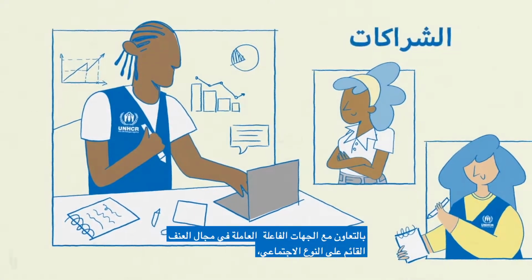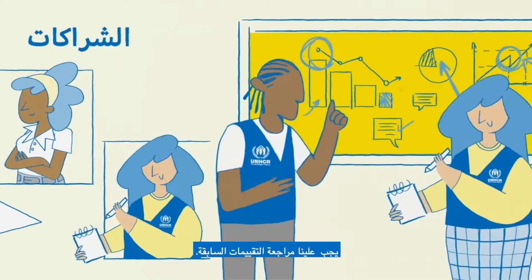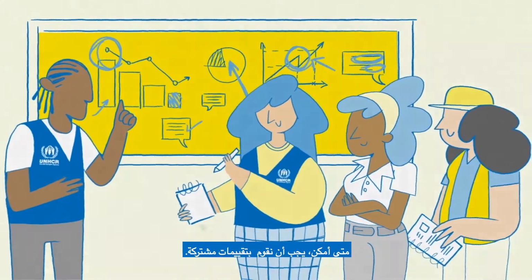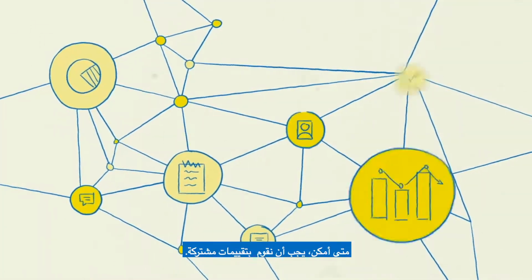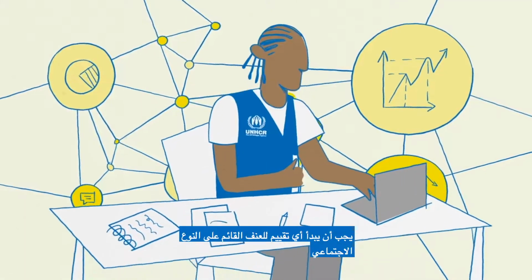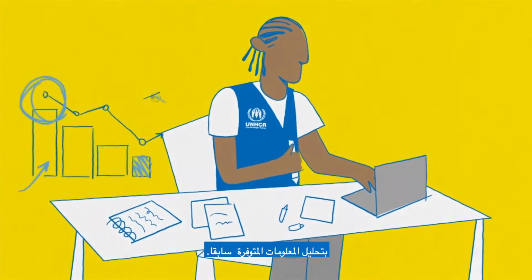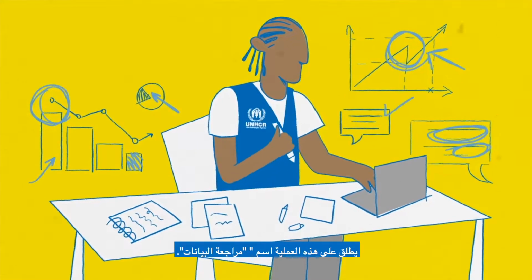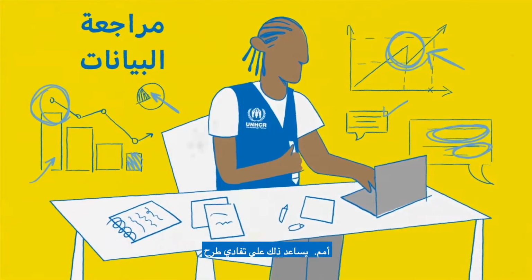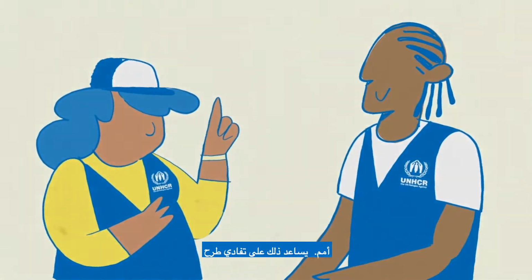In collaboration with existing GBV actors, we should review prior assessments. Whenever possible, we should conduct joint assessments. Any GBV assessment should begin with analyzing information that is already available. This process is called a desk review. This prevents asking communities the same questions repeatedly.